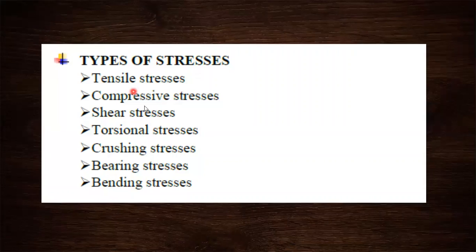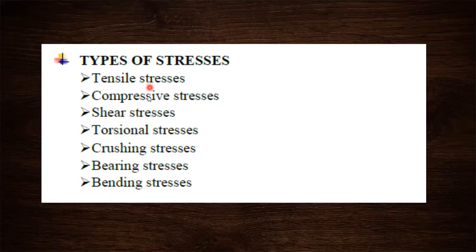Tensile stresses, compressive stresses, shear stresses, torsional stresses, crushing stresses, bearing stresses, bending stresses. So there are totally 7 types of stresses. When we are studying machine design, we should definitely know about these 7 types of stresses. Once we understand the types of stresses, we can easily say the nature of the load, like which kind of stresses a material is subjected to. So I will start explaining one by one.